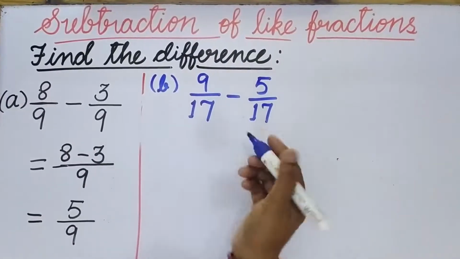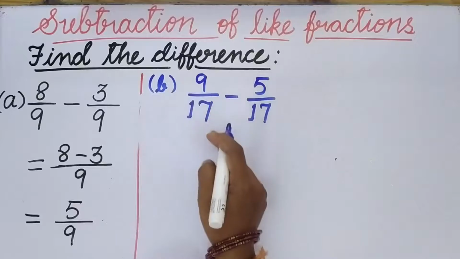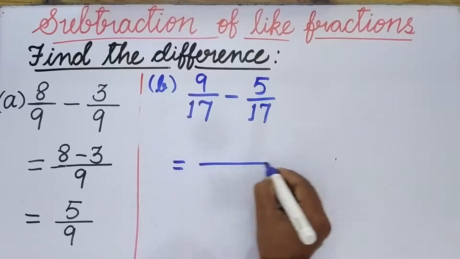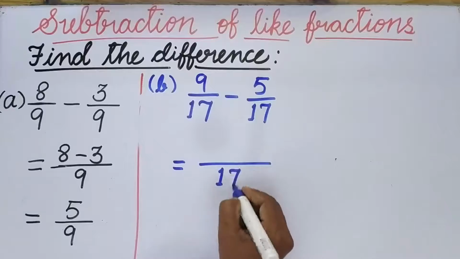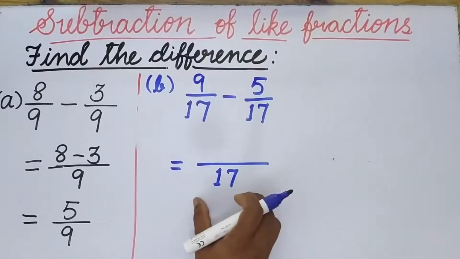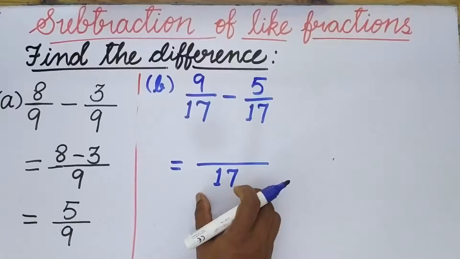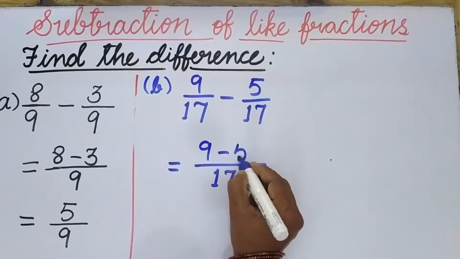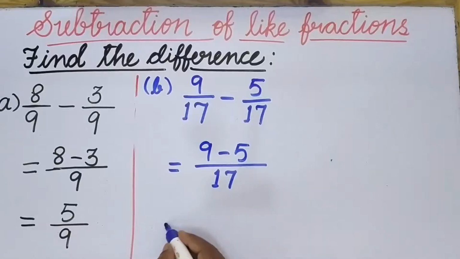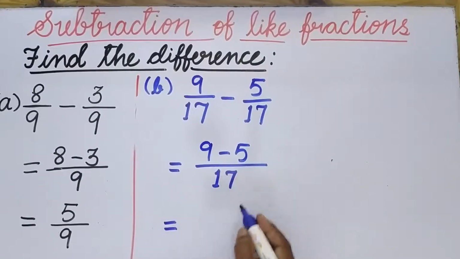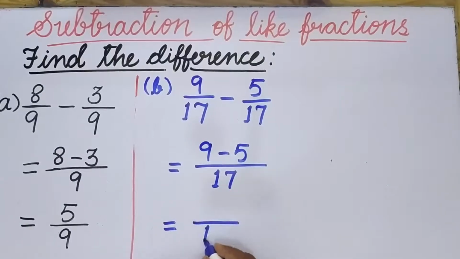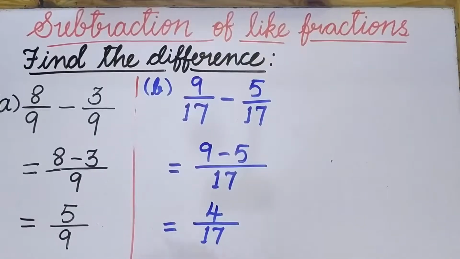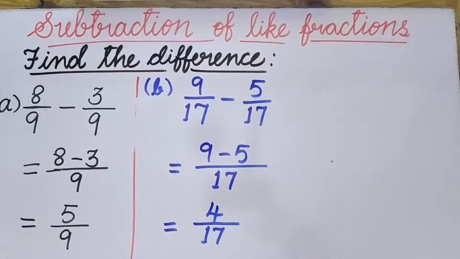Here, in the same way, let us subtract 9 by 17 minus 5 by 17. What to do? Denominator we need to write. It will never change. It remains the same. Okay. So, then numerator 9 minus 5. Alright. Now, subtract. After subtraction, denominator will be 17. 9 minus 5 is 4. 4 by 17 is the difference here.